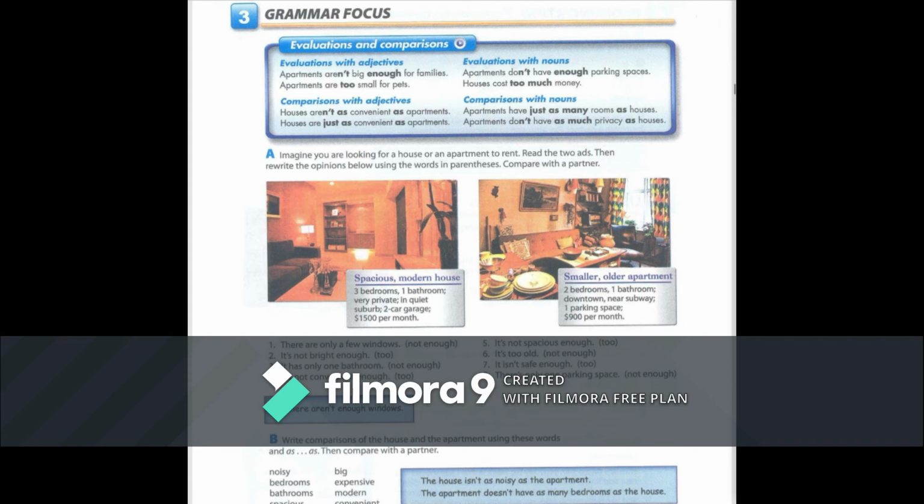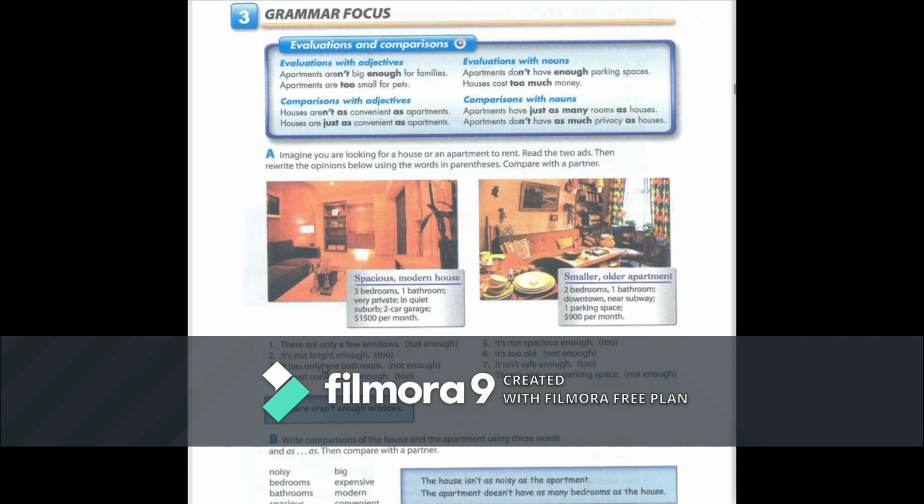Okay, so now we're gonna see the things down below. The first one says there are only a few windows, not enough. So I want to put, instead of saying there are only a few windows, I want to say not enough. Put it in a sentence with the same meaning. So, okay, think about it. I'm gonna say there aren't enough windows. Okay, so this gives the same meaning as there are only a few windows.